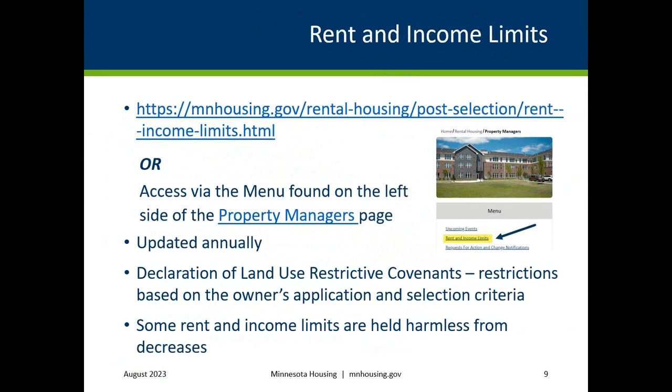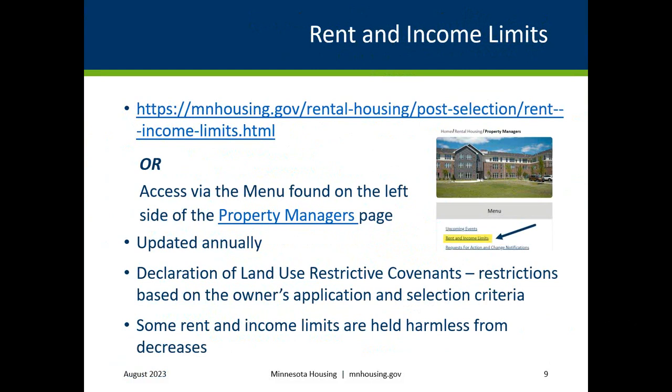Owners are required to use the most restrictive, which means if the statutory limit is lower than the MTSP limit, you must use the lower limit. The last few pages in the deferred loan rent and income limit charts contain a table with the rent and income limits required by each loan program statute or rule.